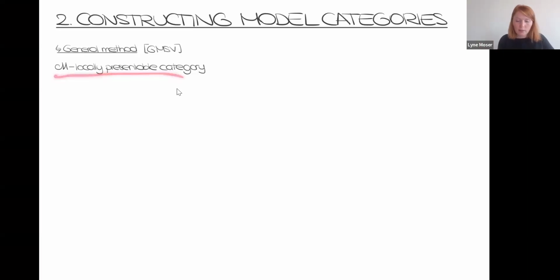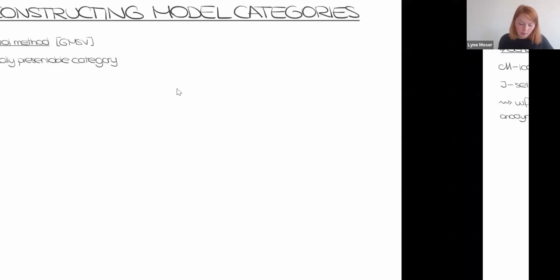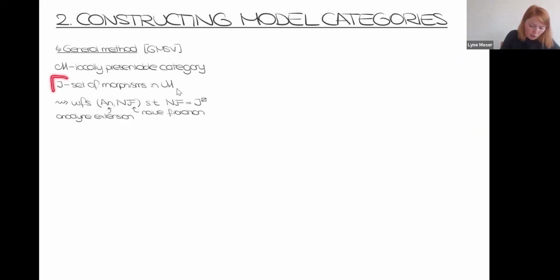So I will start with something that's locally presentable, and then I need to specify, first of all, a set J of morphisms in my category. And because M is locally presentable, if you apply the small object argument, you get a weak factorization system which is generated by J, such that the right class is determined by the right lifting property against J. And here I'm denoting this weak factorization system with these letters because I want to think of the left-hand class as anodyne extensions and the right-hand class as naive fibrations.